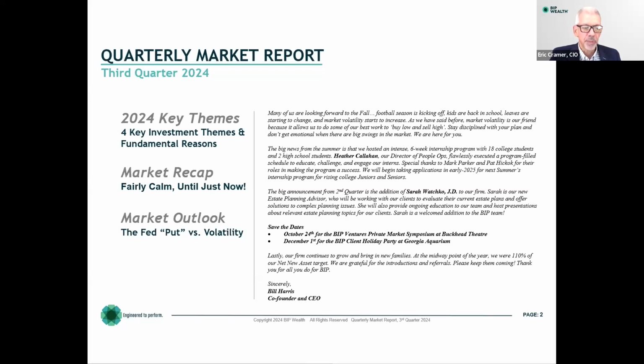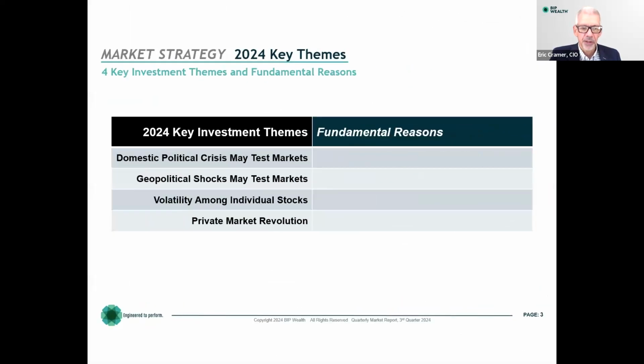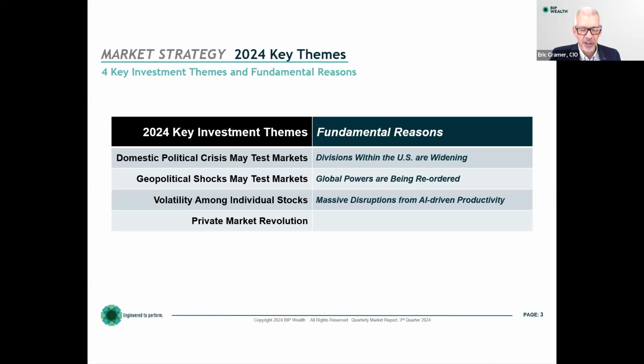So let's go ahead and jump into things and just do a reminder of the key themes that we're looking at for 2024. And the first one is that a domestic political crisis may test the markets. And this has to do with the fact that divisions within the U.S. are widening. We saw an assassination attempt on one of the presidential candidates. That has not tested the markets directly, but the game's not over yet. And hopefully we'll be able to keep the country together, despite the fact that we're seeing these widening political positions across the U.S.